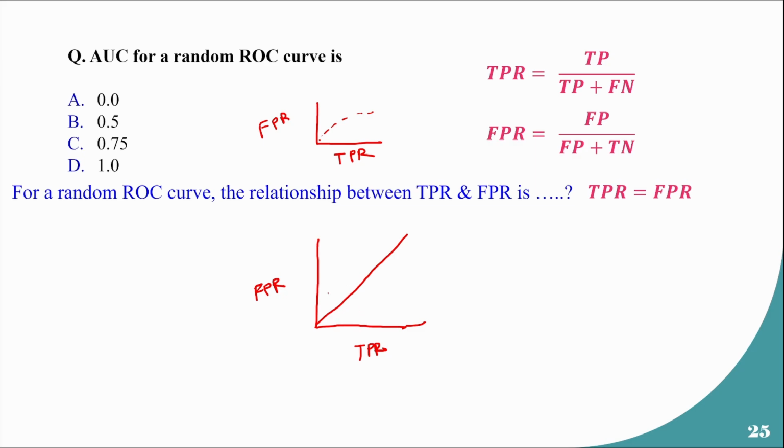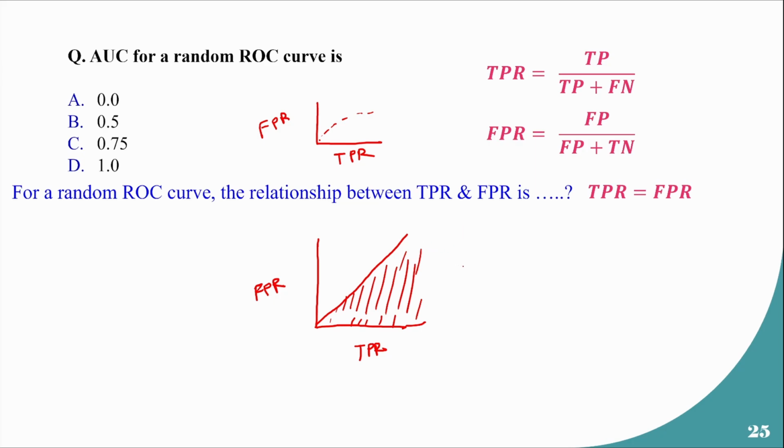And of course, in this case, if you notice, the area under the curve will basically be 0.5, right? Because the line is dividing the entire square or rectangle into two parts. So that is the concept here.